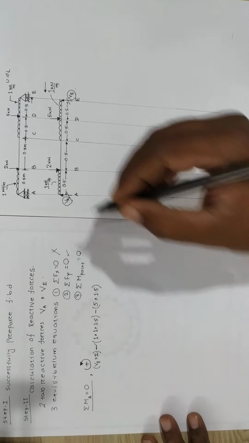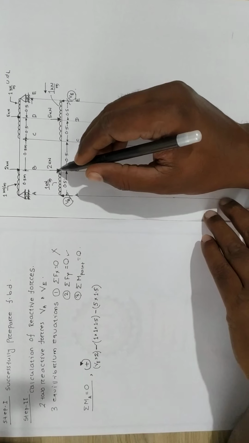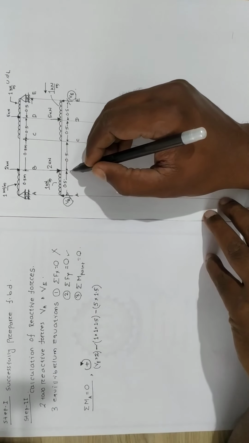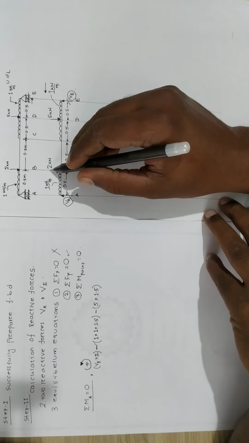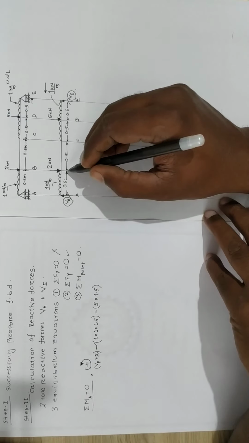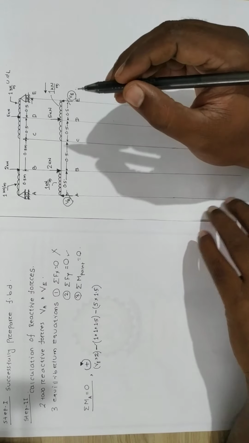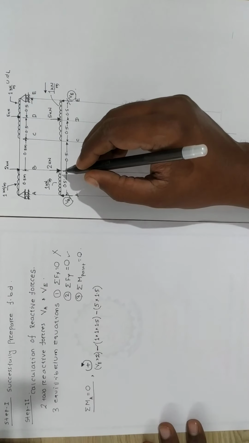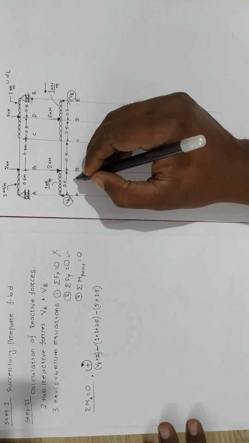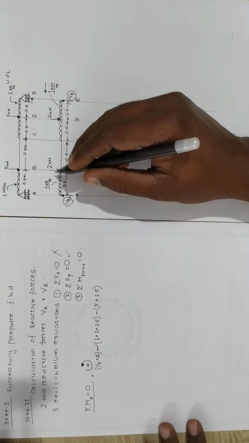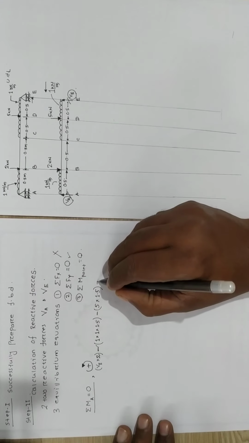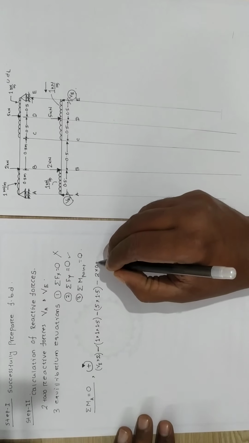Then again another point load of 2 kilonewton. The perpendicular distance between the line of action of this 2 kilonewton force and point A is 0.5 meter. And what will be the nature of this couple? It will produce a clockwise moment. So this will be negative, minus 2 into 0.5.